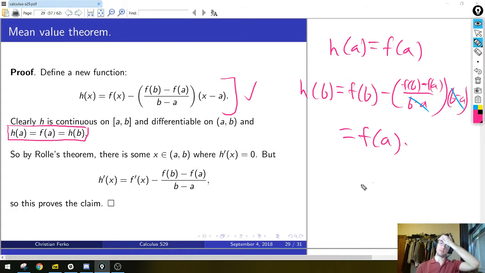The other thing we need for Rolle's theorem is that h is continuous on [a, b] and differentiable on the open interval (a, b). So we've assumed that's true for f. f satisfies these two assumptions, continuous and differentiable. How do we know that h, which is a sum of f and some other junk, how do we know that this sum or difference also has those properties?